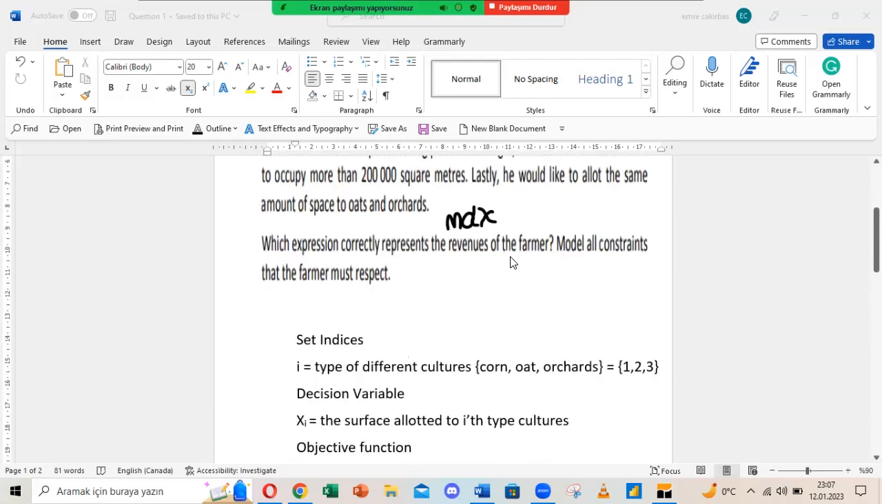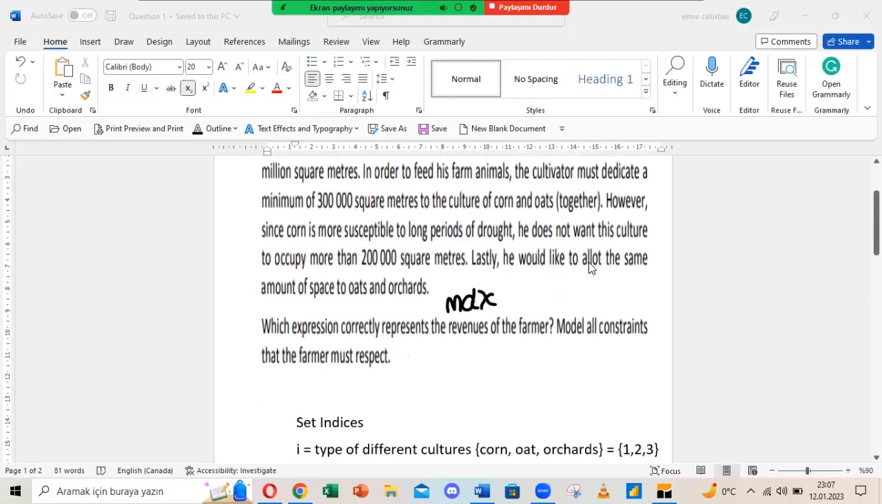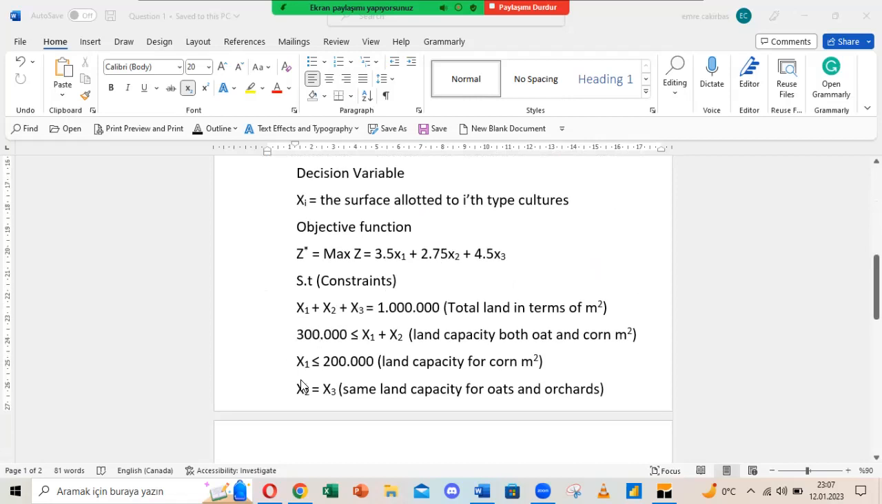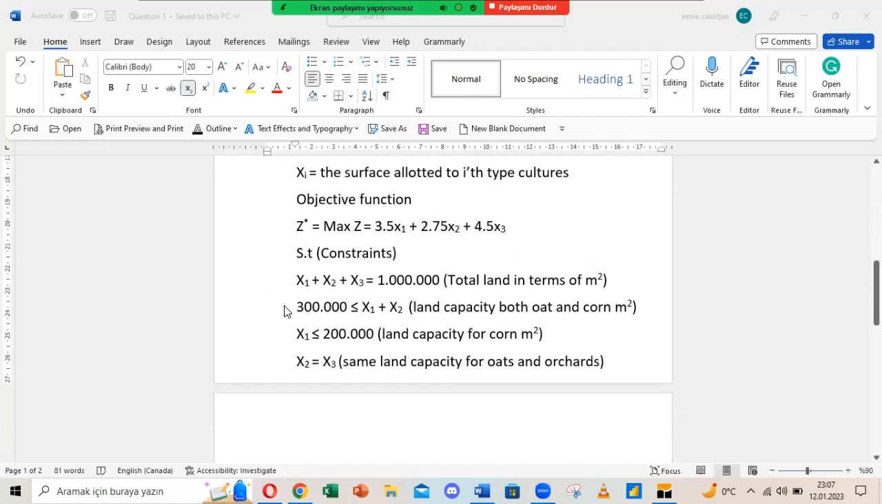And our final constraint is the cultivator wants the same amount of space for oats as well as orchards. This is the final constraint we have.